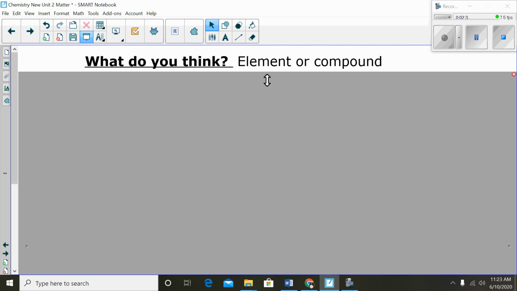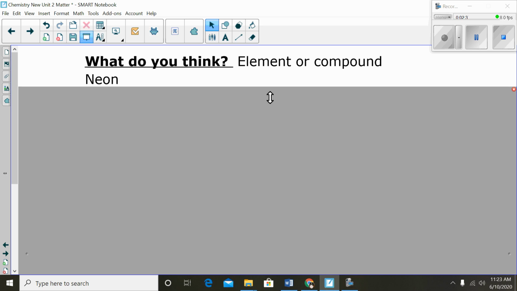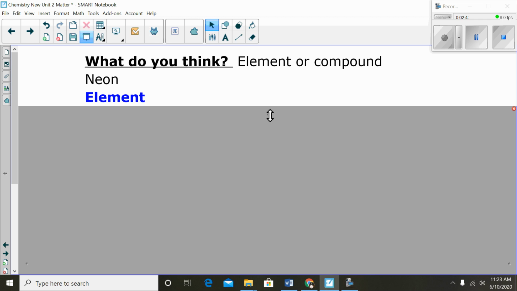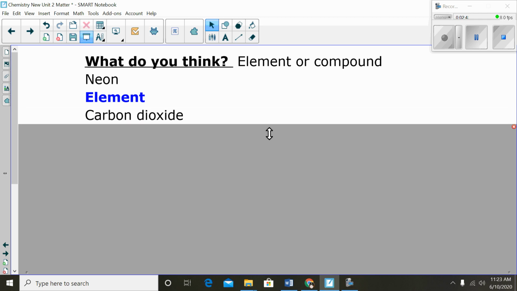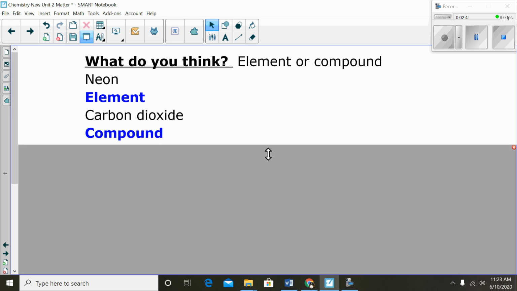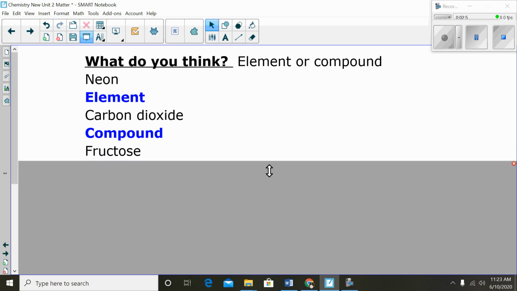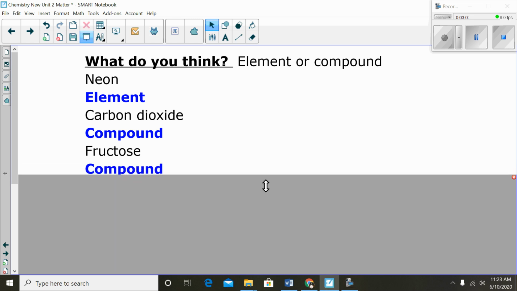So what do you think? Are the following examples elements or compounds? Neon can be found on the periodic table. The symbol is Ne. That's an element. Carbon dioxide, that's carbon and oxygen combined in a set ratio, compound. Fructose is a sugar. You learned about sugars in biology class. They will have carbon, hydrogen, and oxygen chemically combined in certain ratios, so that's a compound.